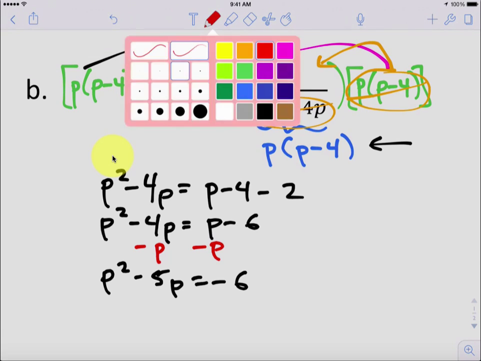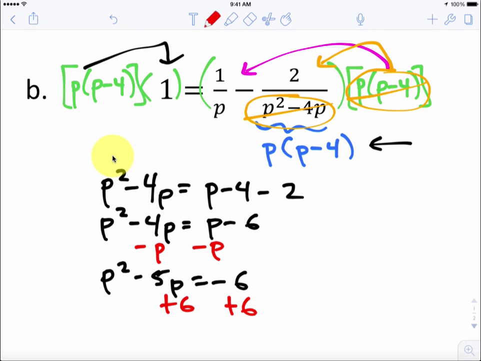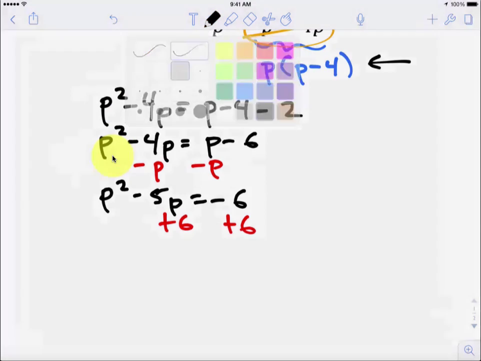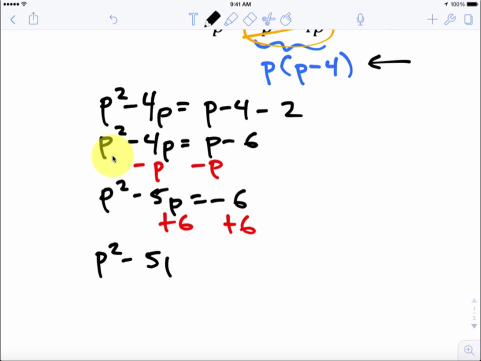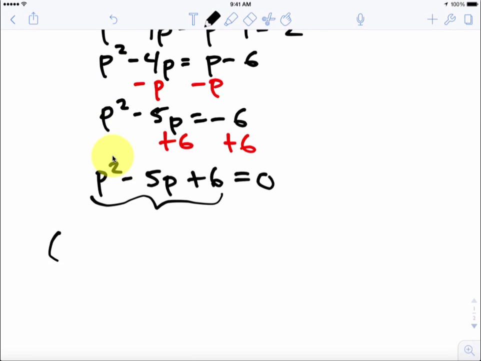Let's add 6 to both sides of this equation. Remember, we're trying to solve by factoring, so we need to obtain a 0 on one side of this equation. There you have it. How does that factor? I hope you know how that factors.